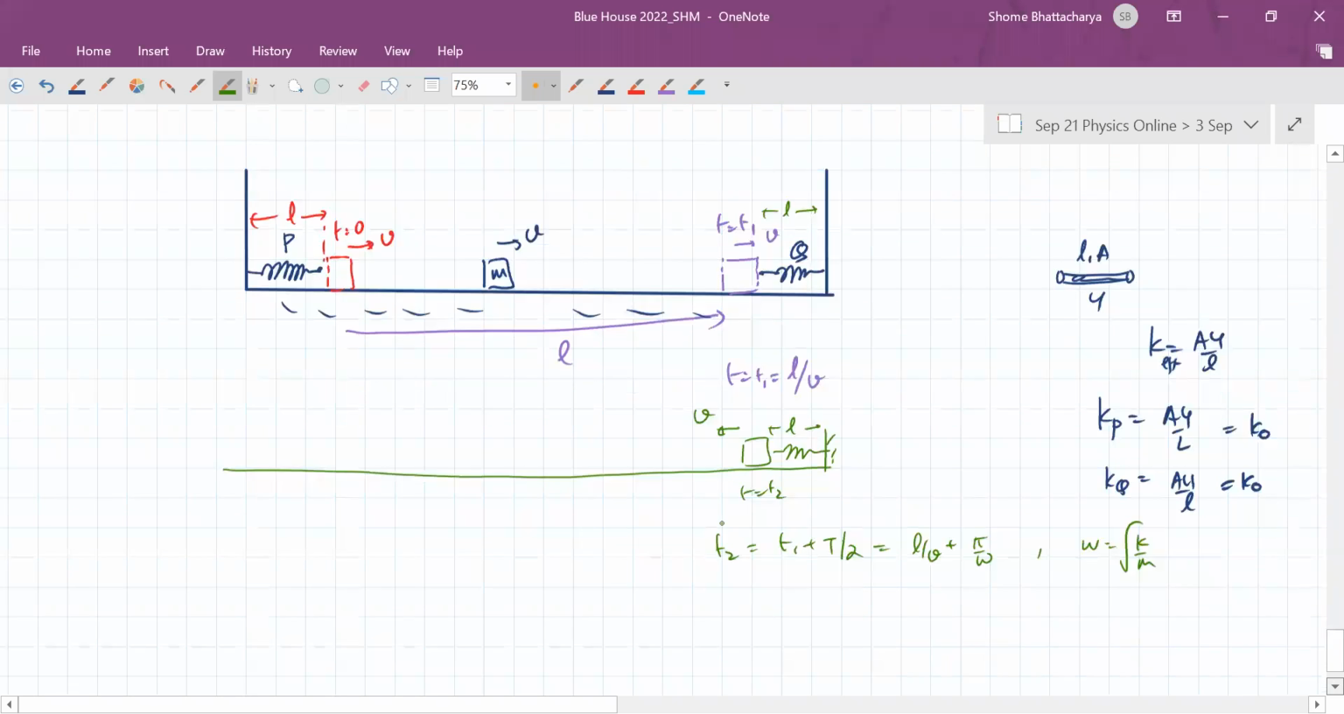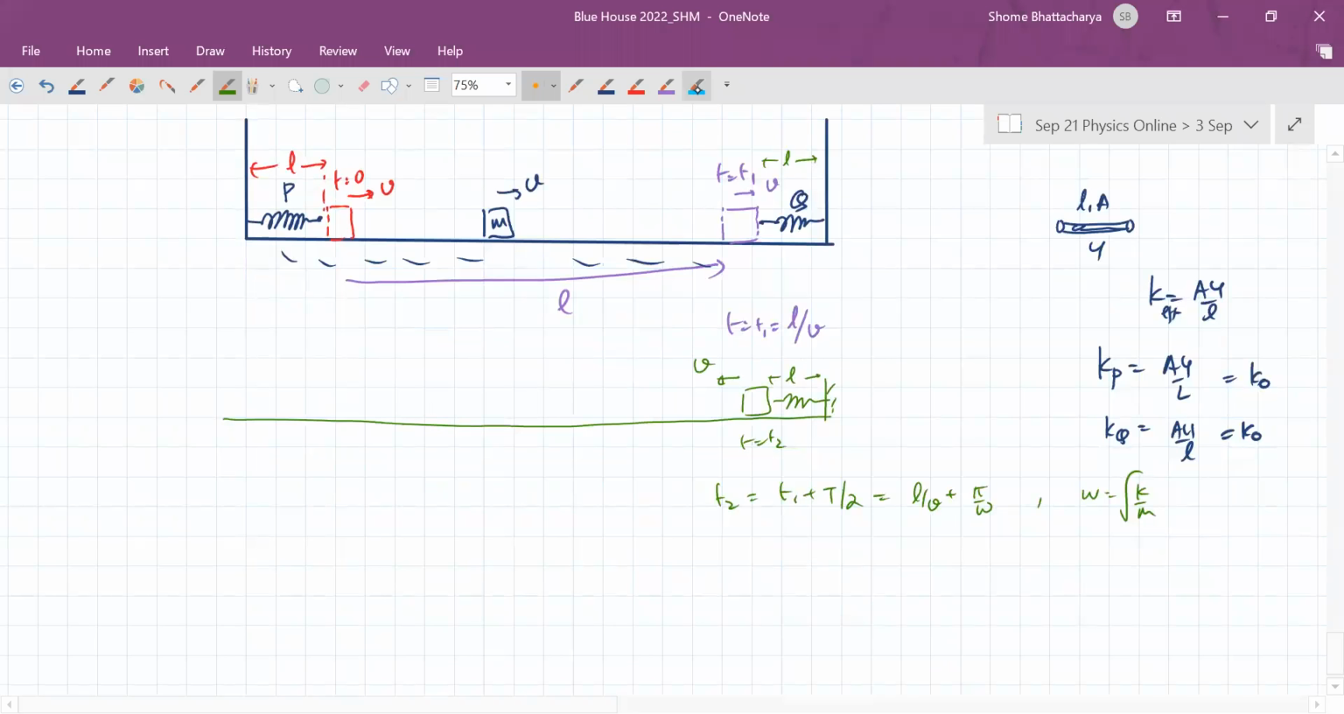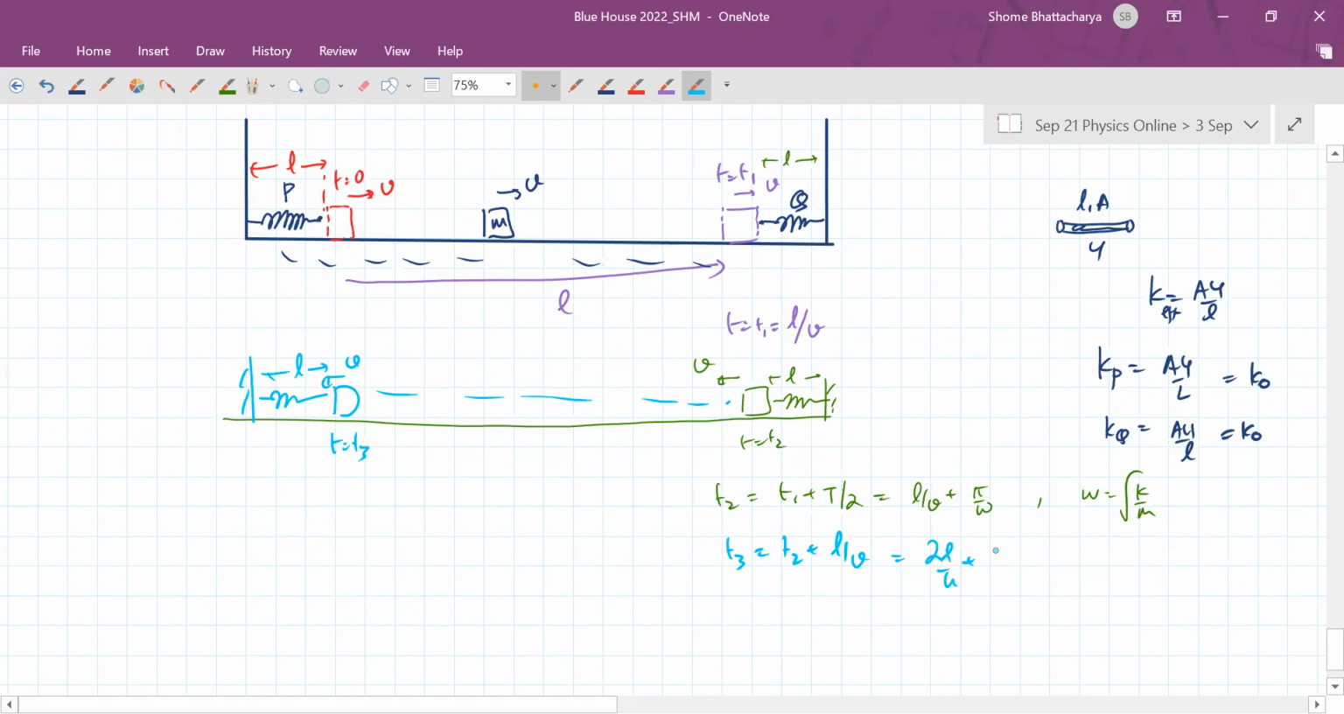Okay. Then it has to go back here. From this point, it has to go back here, where this is at natural length, and this is approaching this at the speed v. So suppose this time is t3. So t3 will be t2 plus L by v. So that is 2L by v plus pi under root m by k. Okay, clear so far? Yes, sir.